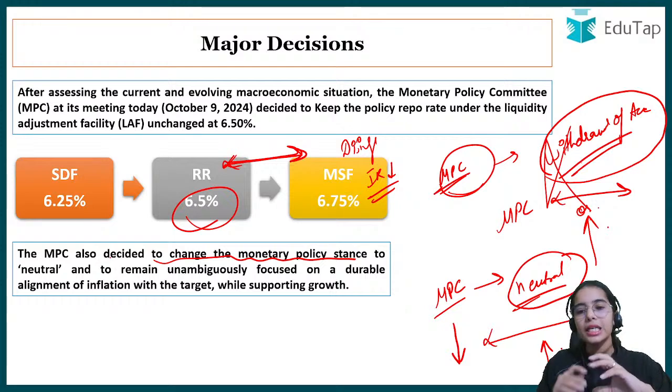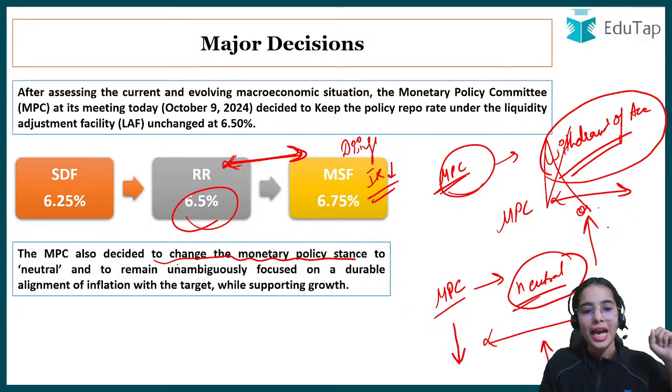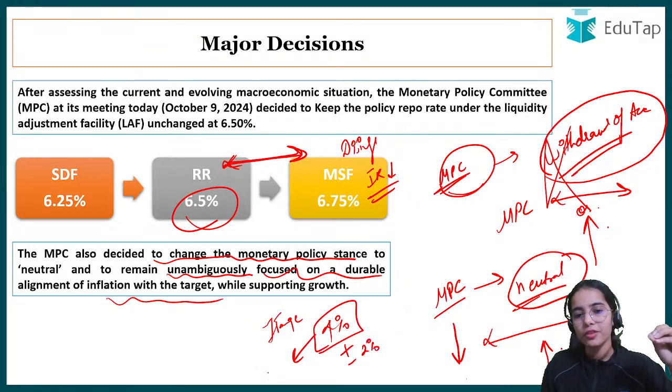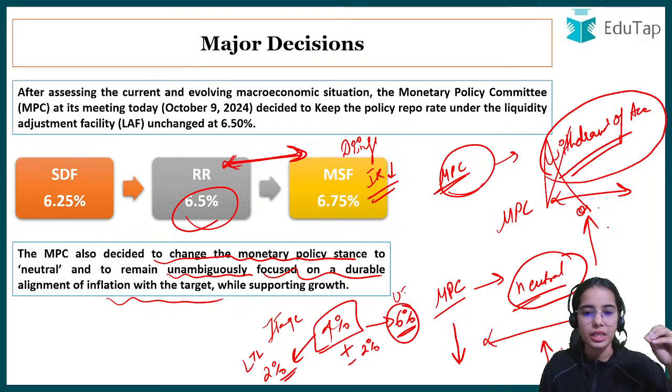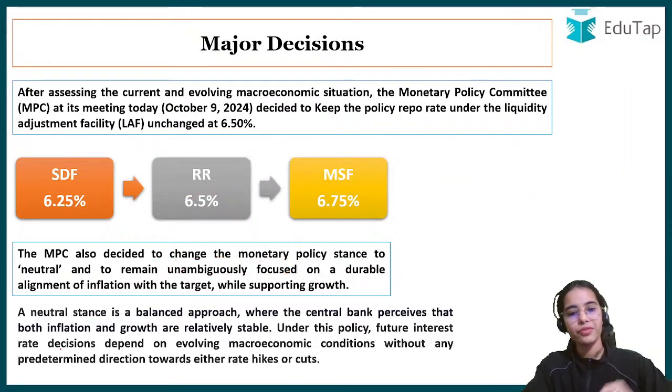Neutral means that the MPC in its coming meeting can keep the repo rate unchanged, or can decrease the repo rate, or can increase the repo rate. And to remain unambiguously focused on a durable alignment of inflation with the target. So the inflation target is 4%. The inflation should be around 4%, within the range of plus minus 2%, that is between 2% and 6%. So the lower tolerance level is 2% and the upper tolerance level is 6%. I hope this is clear. Any confusion, anyone? Kindly inform me if there is any confusion.